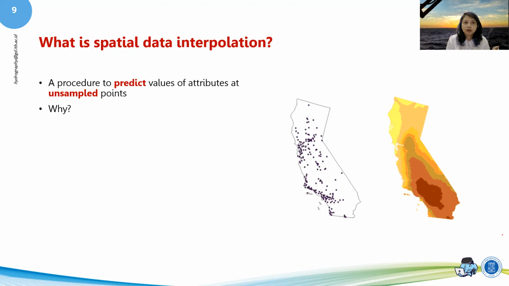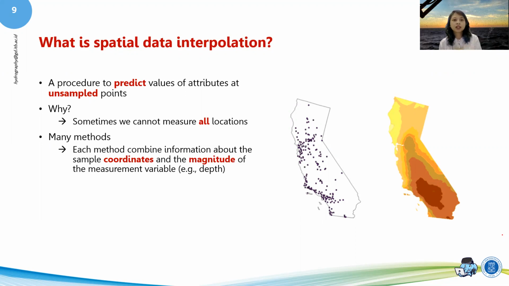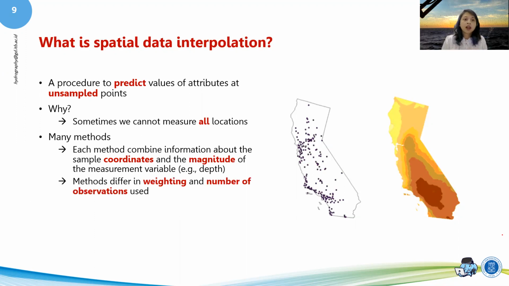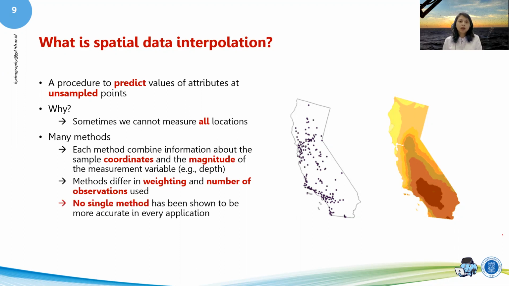So why do we have to do spatial data interpolation? Because sometimes we cannot measure at all locations. We have many methods to do this. The first thing to understand is that each method combines information about the sample coordinates, basically your X and Y coordinates, and the magnitude of the measured variable, for example depth. Each method differs in weighting and the number of observations used. And of course, there is no single method that has been shown to be more accurate in every application.